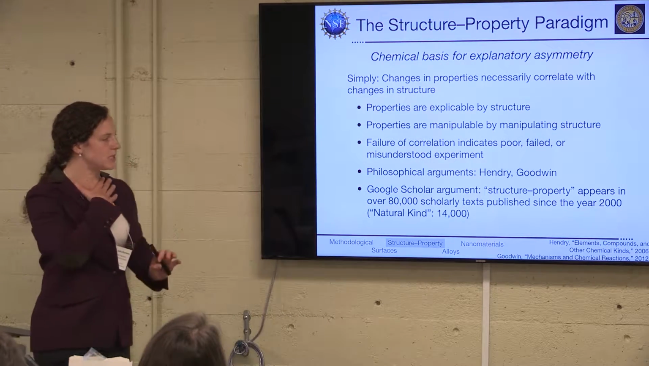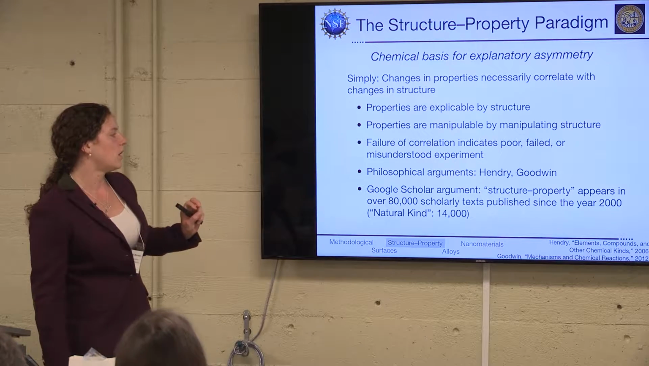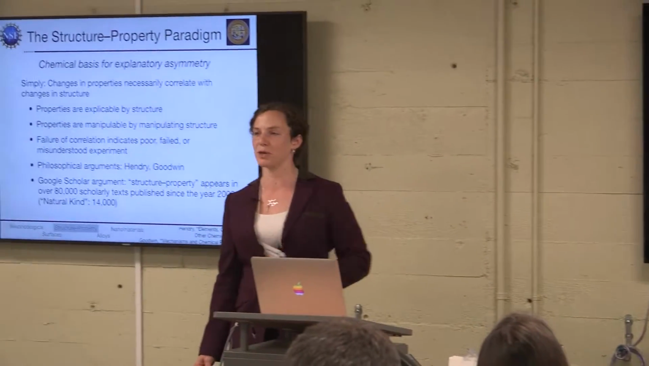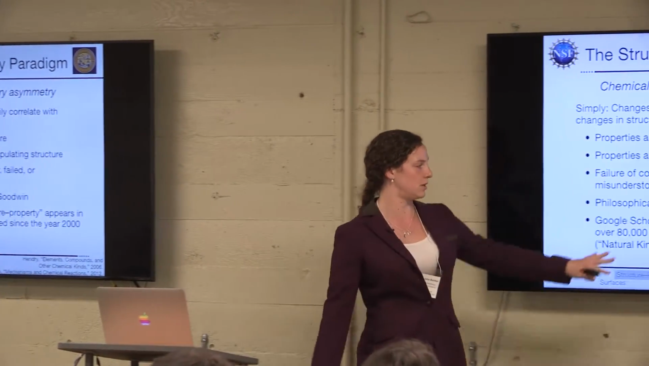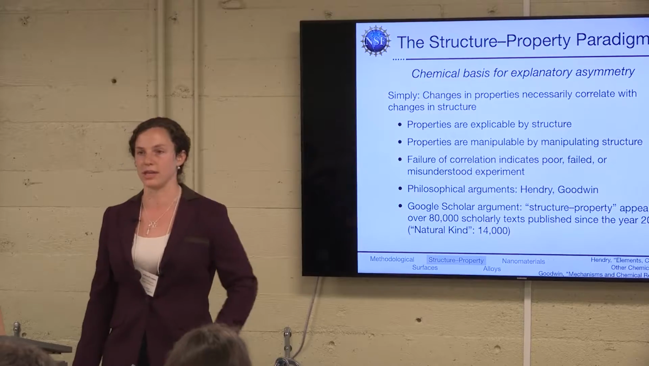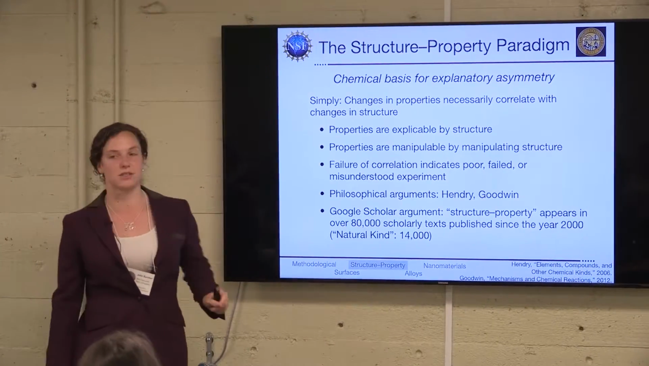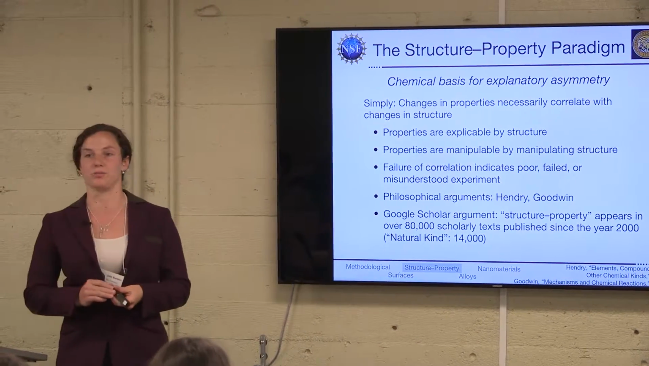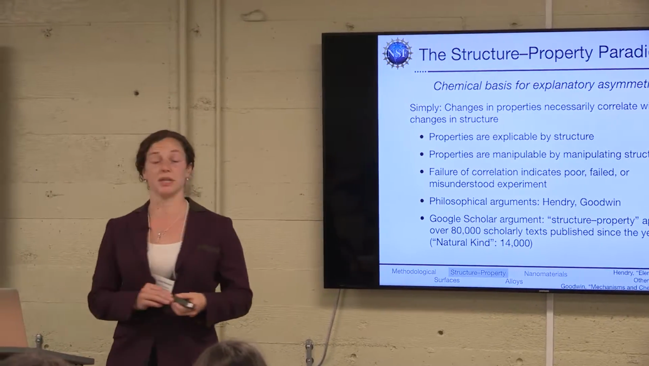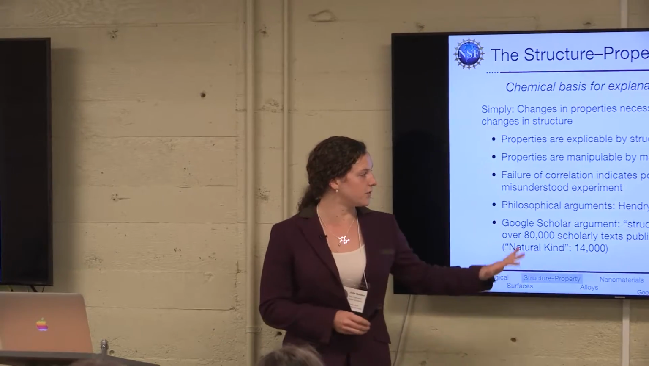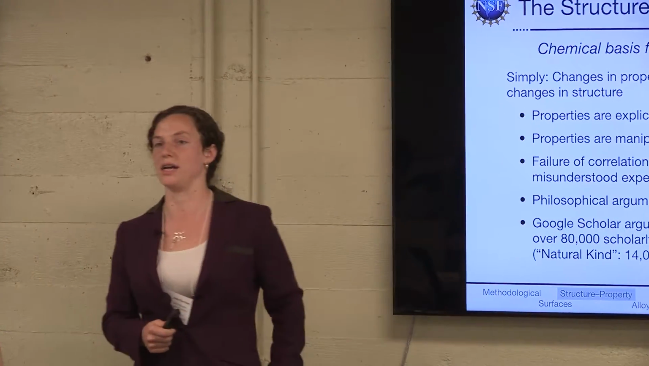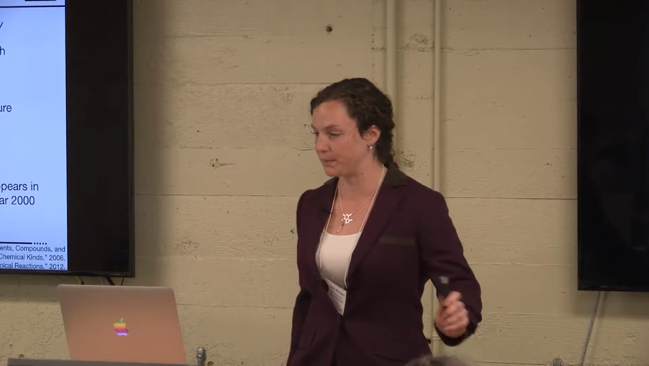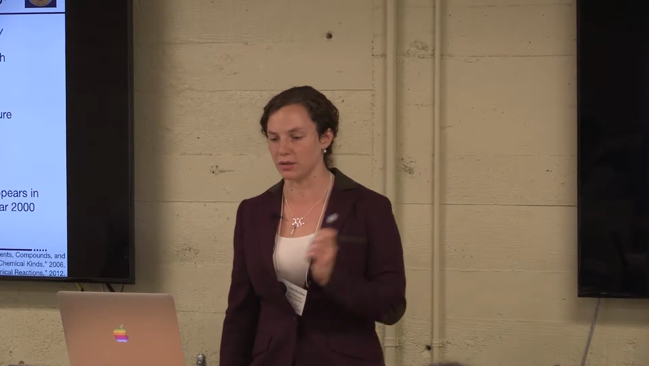Okay, so philosophical arguments exist out there in the world. I'm going to give you the Google Scholar argument, the infallible. I typed this into Google Scholar, and here are some numbers that I got. If you look for the bigram structure property, these words stuck together in that order, you get it in over 80,000 scholarly texts published since the year 2000. So some people will talk about the structure property relationship. Some people will talk about the structure property paradigm. Some people will talk about structure property correlations. And just for comparison, if you do the same thing with natural kind, you get about 14,000, right? So this is a very common set of correlated terms out there in the literature. But we should not rely solely on Google Scholar.